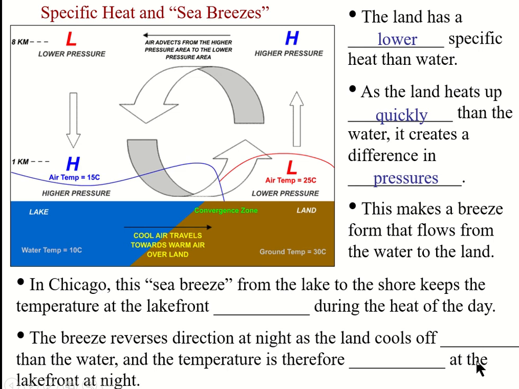land. In Chicago, because it's on the Great Lakes, the lakeshore keeps the temperature at the lakefront cooler during the heat of the day. This happens in the reverse at night, however. At night, the land cools off much faster than the water, and therefore it's warmer at the lakefront than inland, because the heat coming off of the land is now going back out, as shown on the top here.